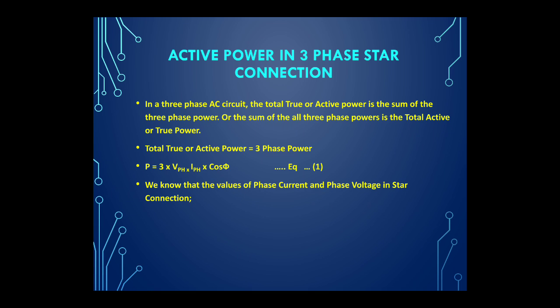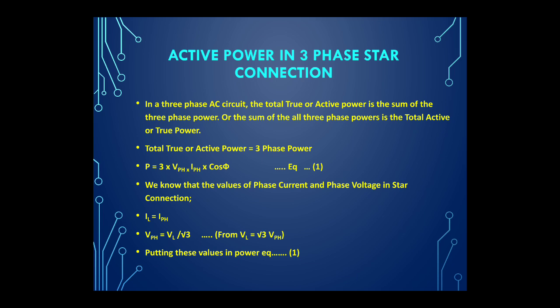We know the relation of phase current and phase voltage in star connection: IL equals I phase, or both are equal. Line current equals phase current. So instead of IPH we can write IL, and you know that in star connection the phase voltage equals line voltage by root 3, or VL equals root 3 V phase.